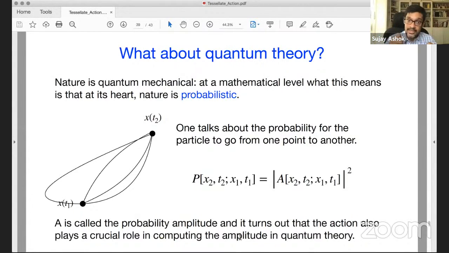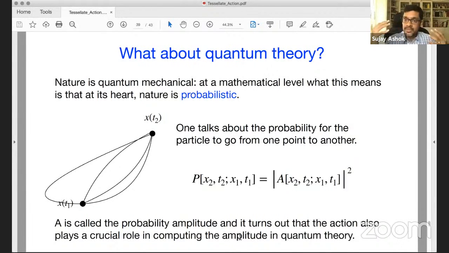What you can ask is, what is the probability for a particle to go from one to the other? This is what you can measure in an experiment, for instance. But the probability for some initial state of your system to go to a final state, that is what quantum theory tells you how to compute. And you can ask, where is the action here? There's no action here. What is the point of this?